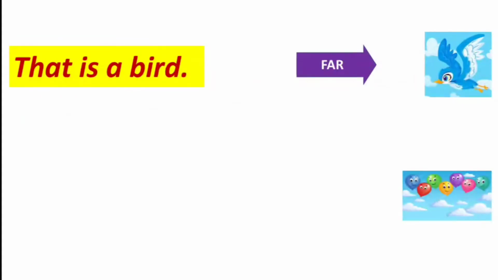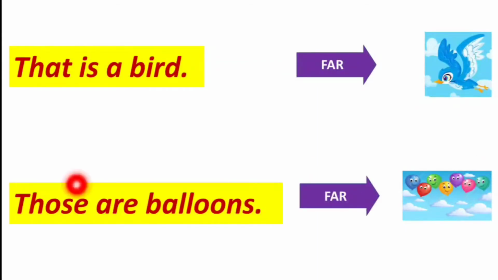Now in this picture, there are more than one balloon. There are 1, 2, 3, 4, 5, 6, 7 balloons, and which are far from us. It means we will use those to point these balloons, because there are more than one balloons which are far from us. So we will use those to point these balloons.